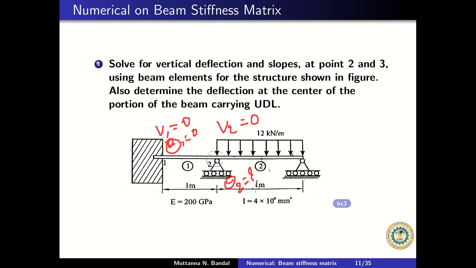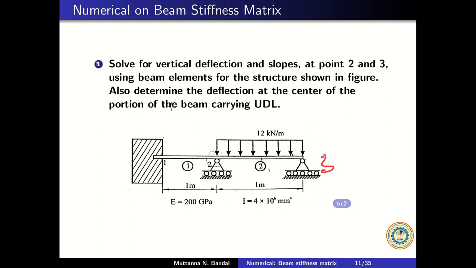So theta 2 is not equal to 0. And here v3 is equal to 0, theta 3 is not equal to 0, because the rotation is allowed here and I have to find it. So these are the boundary conditions that we will be taking into a later stage. And coming to the problem, I have to solve for the vertical deflection and the slopes at points 2 and 3. Point 2 is this, point 3 is this.